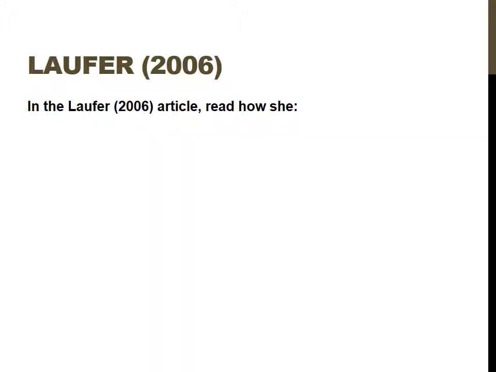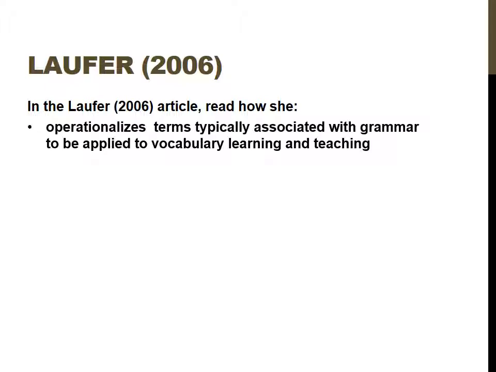So I'd like to begin our discussion of the ins and outs of a lit review by first looking at an example research article that contains an effective and well-written review of the literature. The article is called Comparing Focus on Form and Focus on Forms in Second Language Vocabulary Learning by Batia Laufer. So when you read through her article, examine how she operationalizes or makes a case for her key research terms focus on form and focus on forms, which are terms that are usually associated with grammar, but they are applied here to vocabulary learning and teaching.